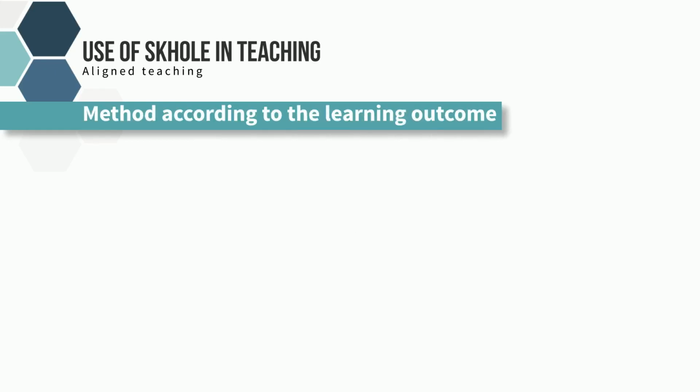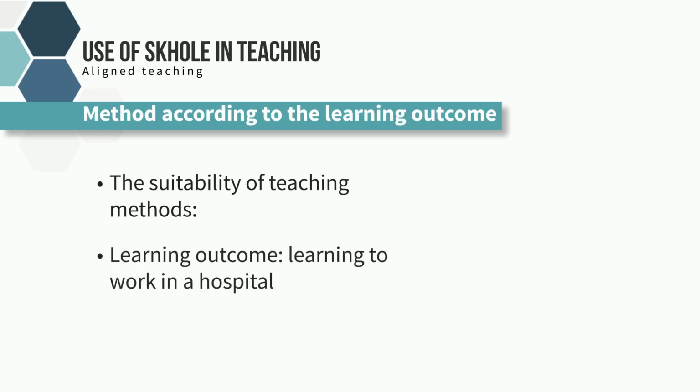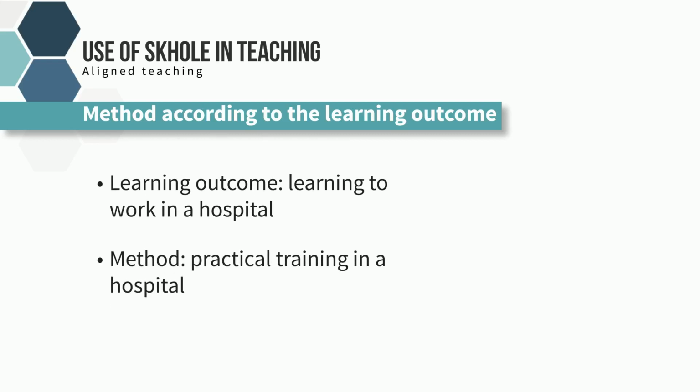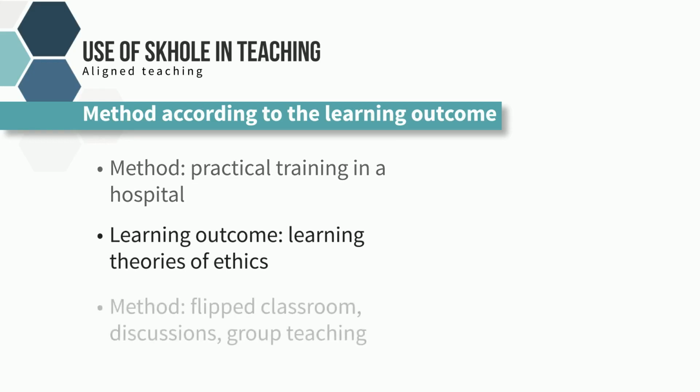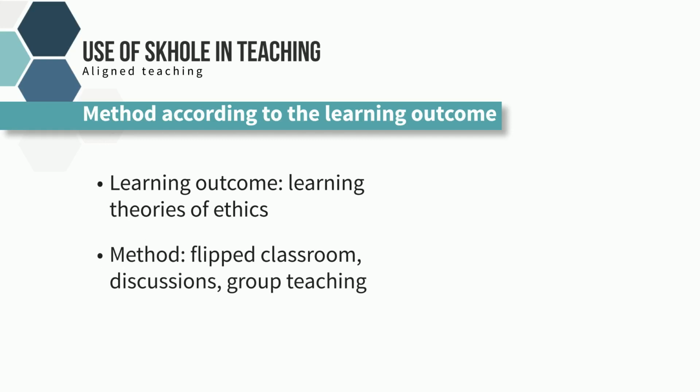Method according to the learning outcome. Teaching methods should suit the learning outcomes. For example, if the outcome is to learn how to work in a particular environment, such as a hospital, it makes sense to send students to do practical training in authentic settings. If the purpose is to learn different theories, other types of methods are more suitable, such as the flipped classroom, discussions related to the material, and contact teaching in groups.